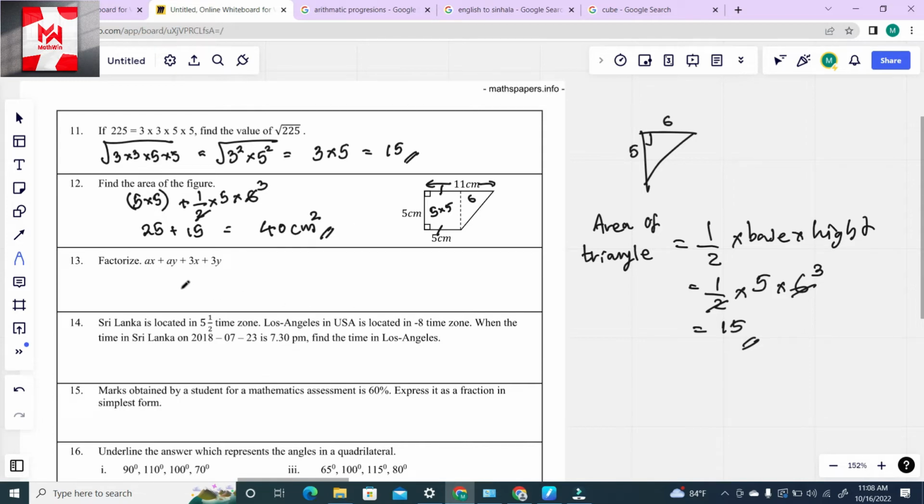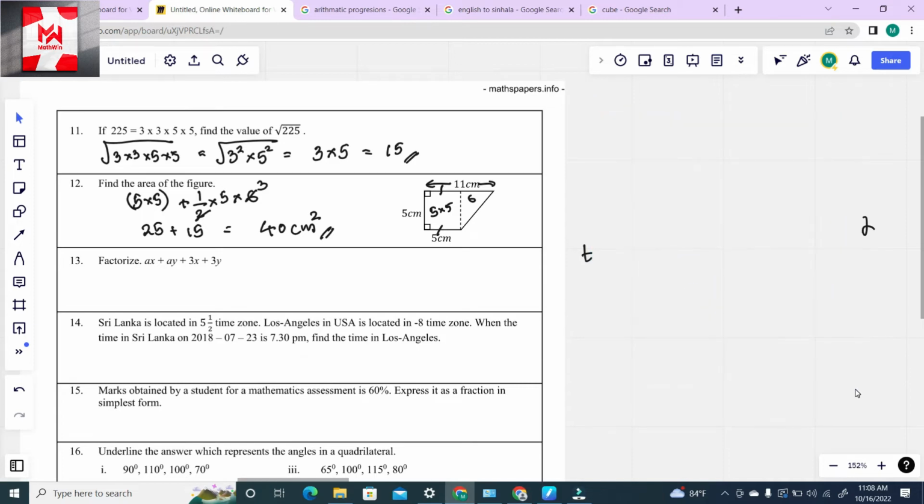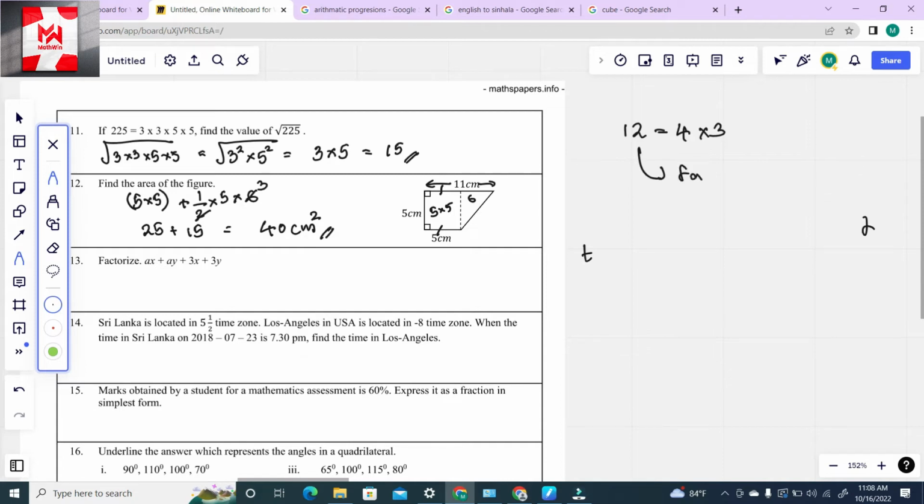And this one, factorize this one. So you have to factorize. Factorize means you have to write it with two multiples. Like if you write 12 as 4 into 3, we factorized 12. That means I write 12 with two multiples, then these 4 and 3 become the factors of 12. So you have to write this one as multiples.